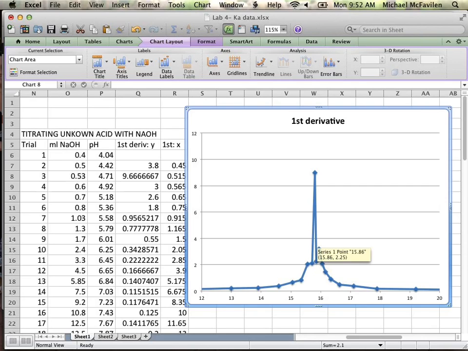Shows the first derivative plot of our pH curve, and what information do you get off of it? The equivalence point is between 15.86, is that what I said? 15.95 and 15.81. Okay. This could mean the half equivalence is this, the pKa would be this. Okay? So that you're interpreting some information from it. Questions about that?